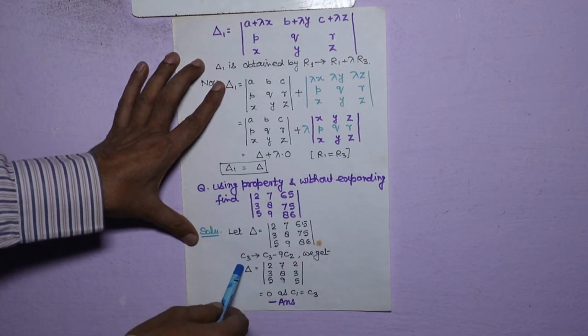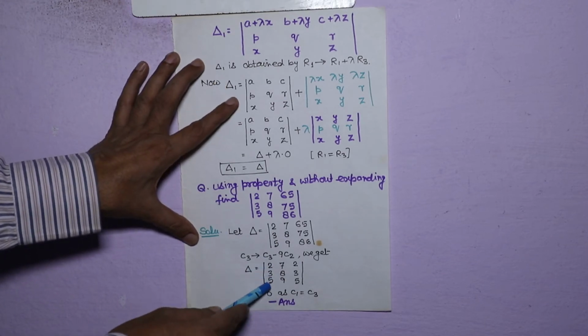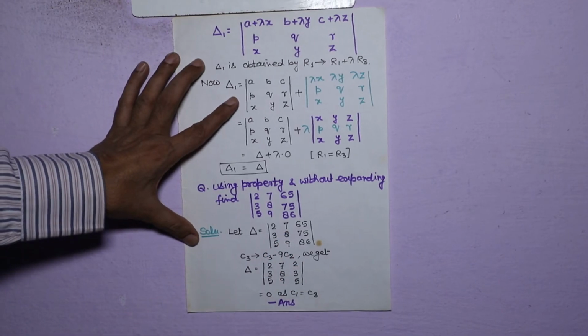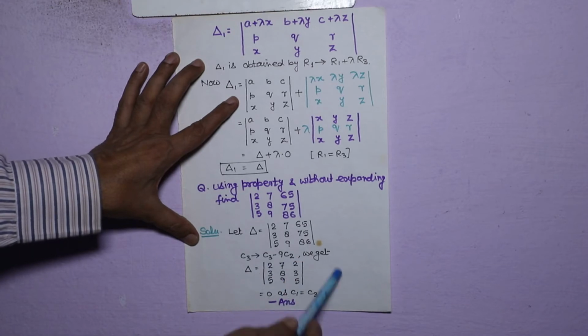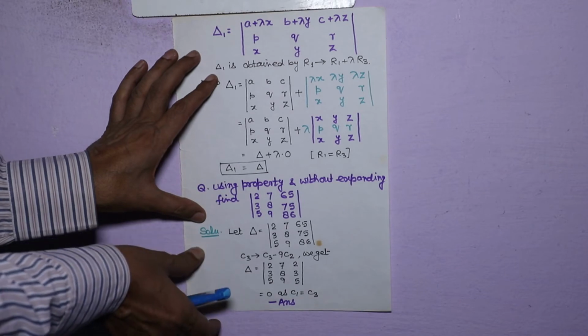So the third column C3 is replaced as C3 minus 9 C2. You get 2, 3, 5, 7, 8, 9, they are the same, and the third column becomes 2, 3, 5. So now the first and third columns are the same, so its value is 0. This way you can use the property.